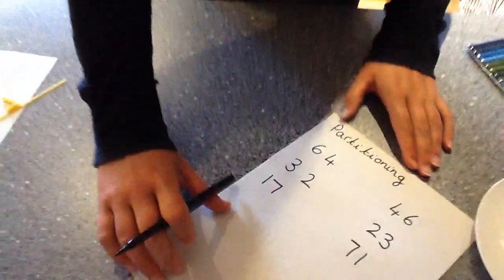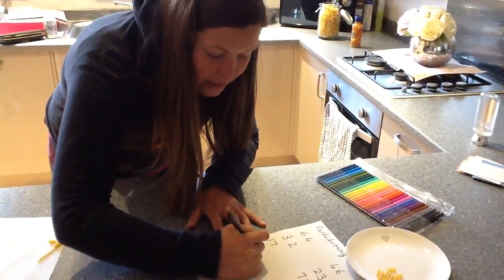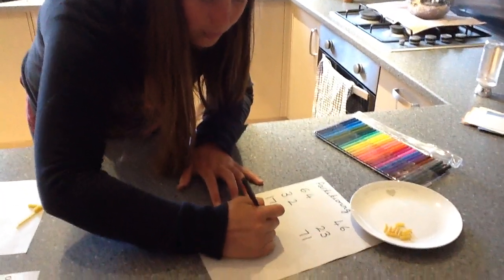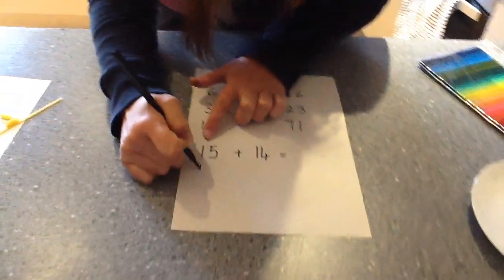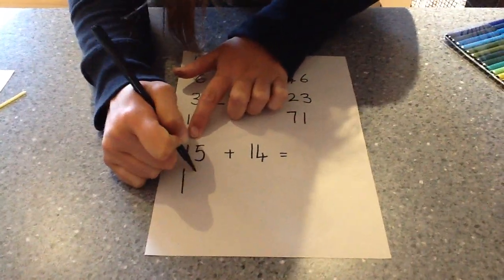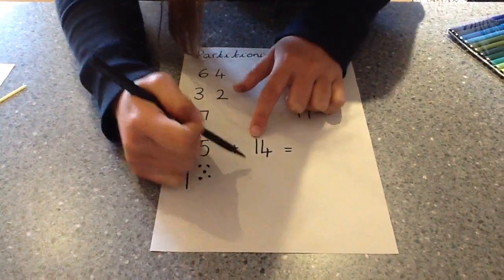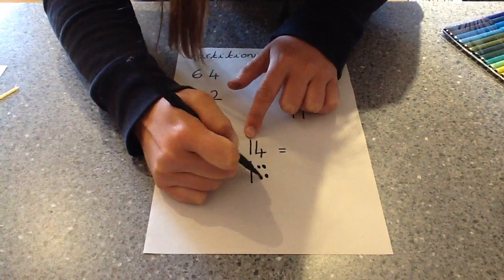I also wonder if as an extra challenge, you could have a go at adding numbers together using the same partitioning resource and strategy. So like we did before, I'm going to draw the number. So it's 1 ten and 5 ones. And then I'm going to draw the number again, 1 ten and 4 ones. And then I'm going to add them together.